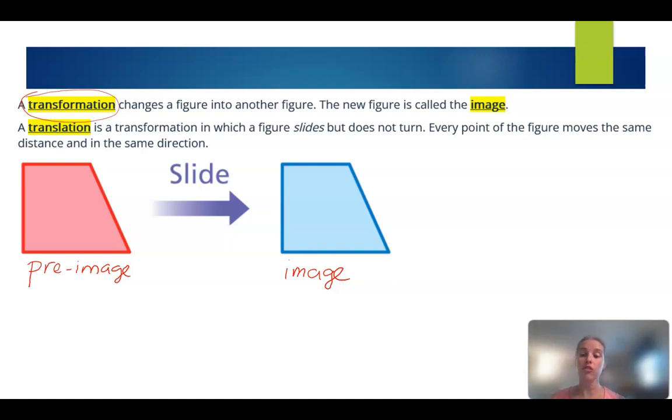Right? So then there's different types of transformations. The first one we're going to talk about is a translation, and that's the type of transformation in which the figure slides but does not turn. So slides, doesn't turn. Every point of the figure moves the same distance and in the same direction.